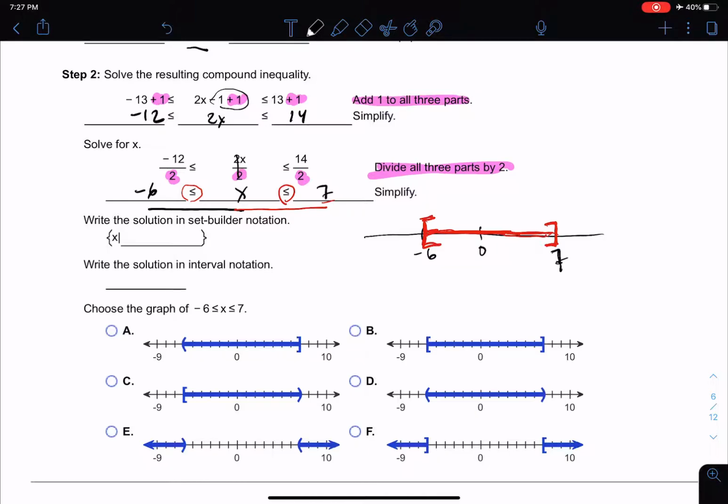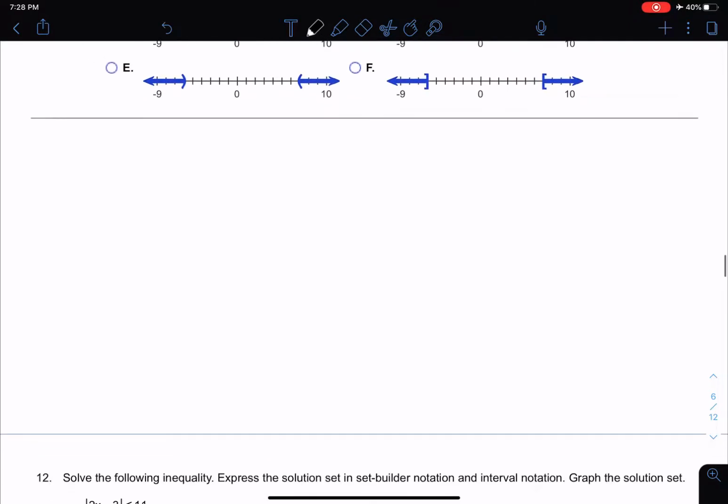Write the solution in set builder, no problem, it's right there in front of us. It's going to be x is greater than or equal to -6 and x is less than or equal to 7. Interval notation, this goes from a closed -6 to 7, and it's a closed interval. What else? Oh, find the correct graph. Well, provided that that's -6, let's see, -1, 2, 3, 4, 5, -6, and 1, 2, 3, 4, 5, 6, 7. That's got to be it. It's closed, -6 and 7. And we go to the next problem.